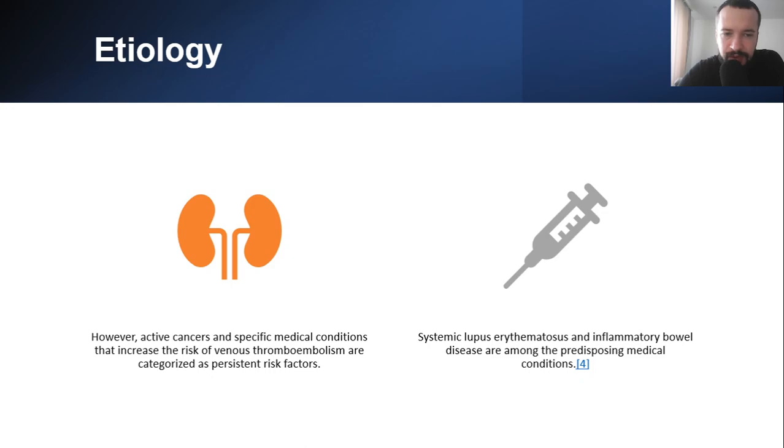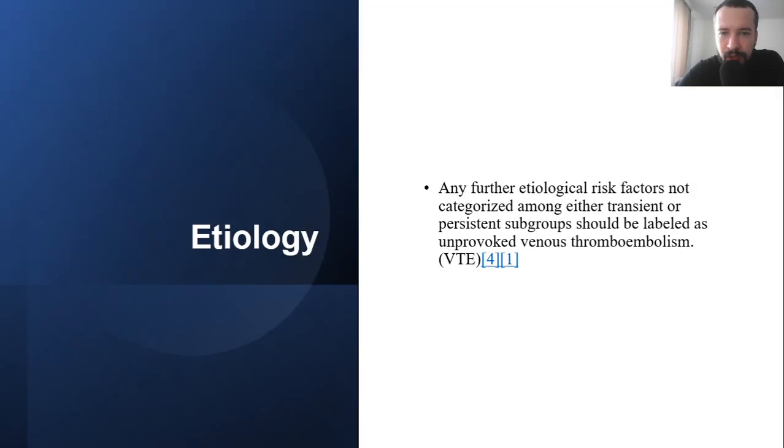However, active cancer and specific medical conditions that increase the risk of venous thromboembolism are categorized as persistent risk factors. Systemic lupus erythematosus and inflammatory bowel disease are among the predisposing medical conditions. Any further etiological risk factors not categorized among either transient or persistent subgroups should be labeled as unprovoked venous thromboembolism.